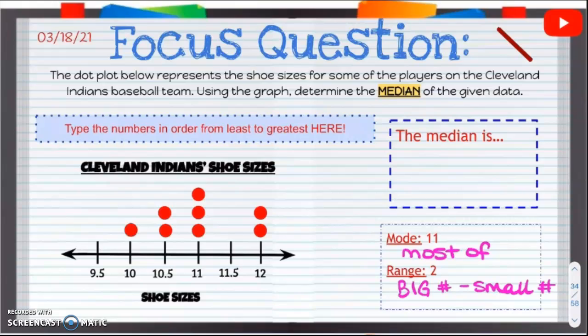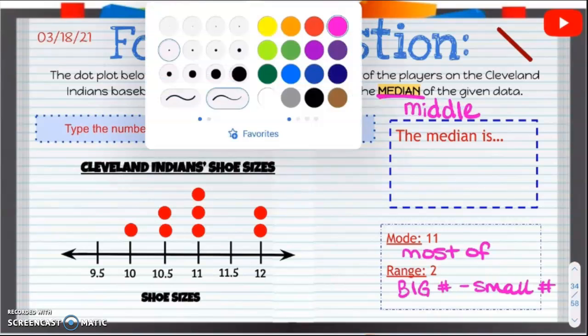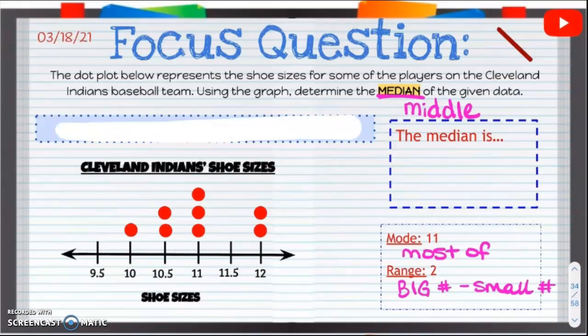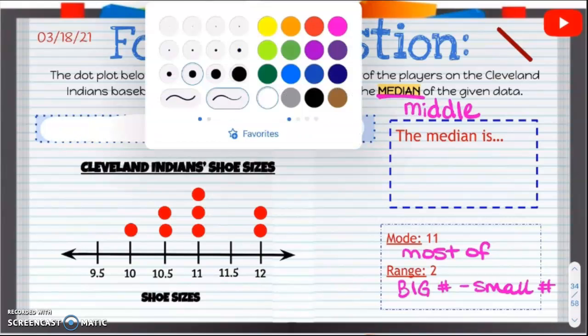And the median, remember, is going to be the middle. The median is the middle. So we need to put the numbers in order from least to greatest. So we'll put them in order from least to greatest.